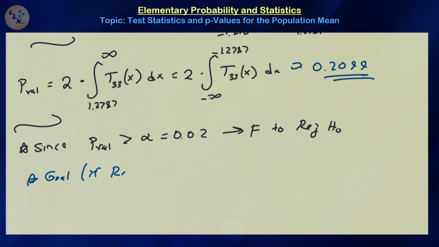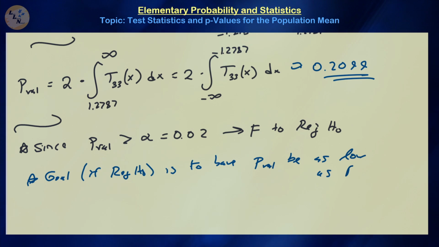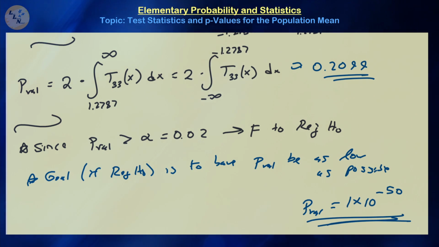So generally speaking, if our goal is to reject the null hypothesis, the goal is to have the p-value be as low as possible. So if you get a p-value that's equal to like 1 times 10 to the minus 50, that's actually a very, very good probability value because it's practically close to 0, right? So the closer to 0 the better, if your goal is to reject the null hypothesis.